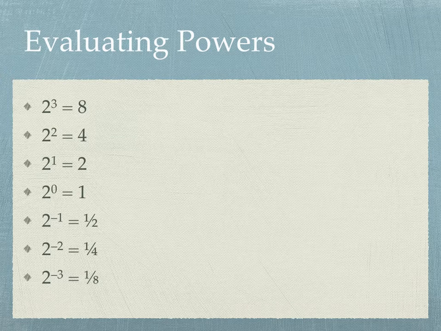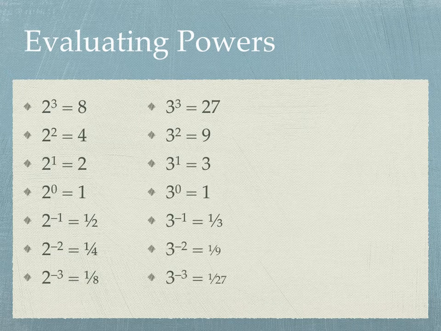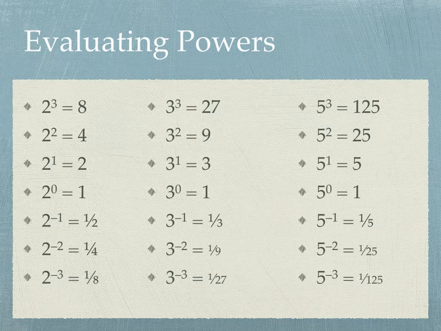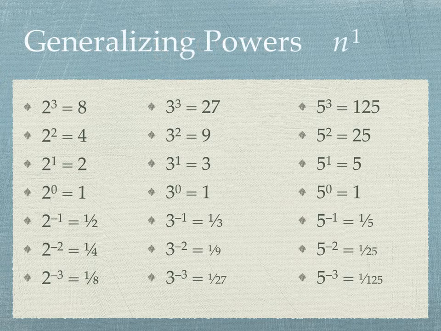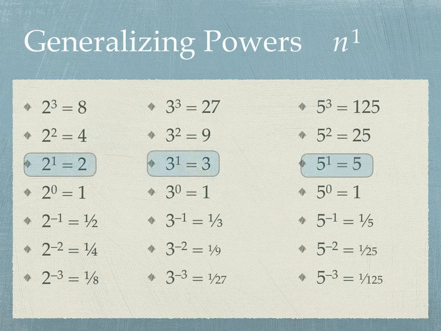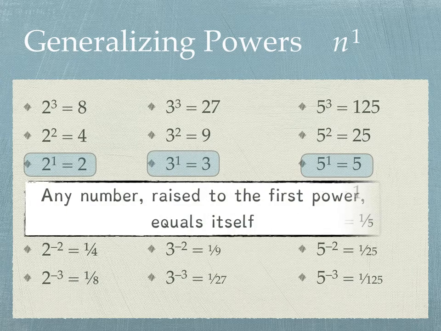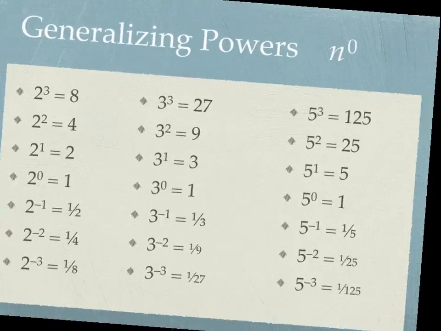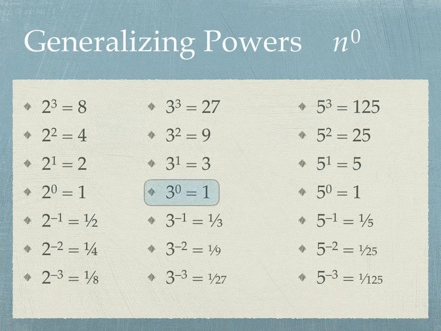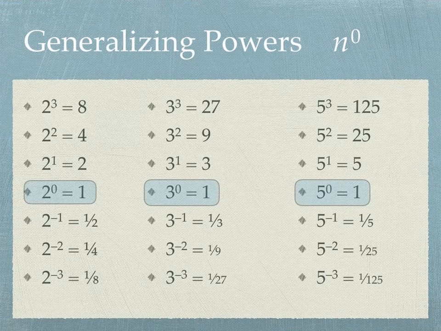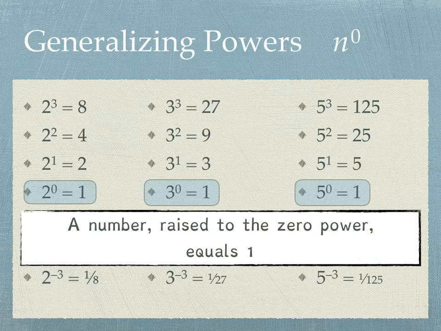And then, just like powers of 2, we could also consider the powers of 3 and the powers of 5. So then we might want to start generalizing rules. So what if we wanted to consider any number raised to the first power? We can look at all the numbers here raised to the first power and generalize: any number raised to the first power equals itself. Next, we could look at any number raised to the 0 power. And we could generalize that any number raised to the 0 power equals 1.